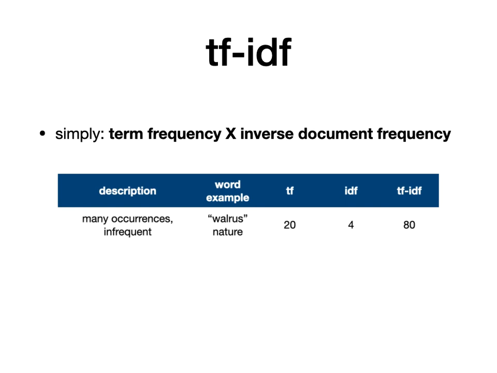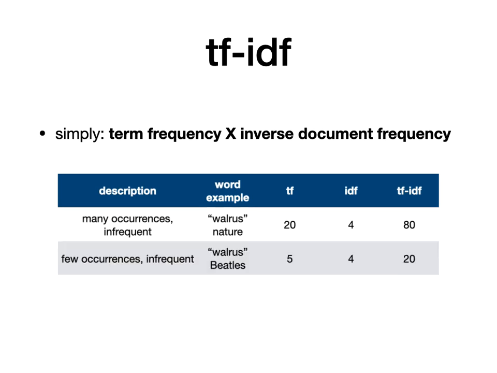So TF-IDF would be something like 80. How about few occurrences but infrequent? Well, that's captured well by walrus of the Beatles variety, right? So the term frequency is less than it was, but it's still got a pretty high IDF, right? It's still rare across all documents. So this is still a good match compared to something that was far more frequent in the document, like "the." This word is still informative. It's less informative than the other document because the other document mentions it more often, but it still percolates up, right?